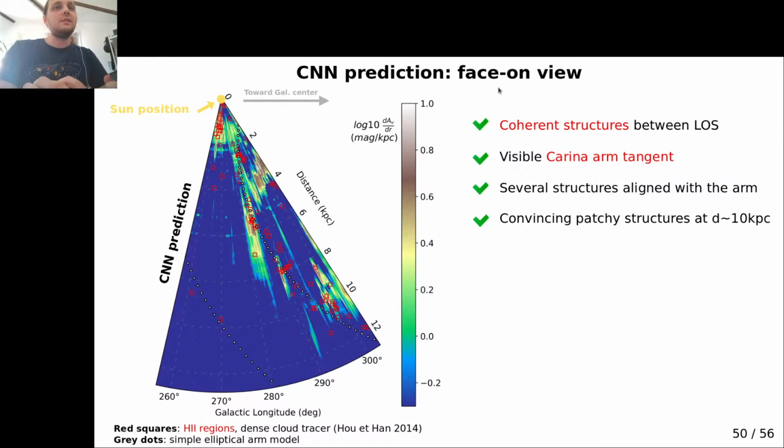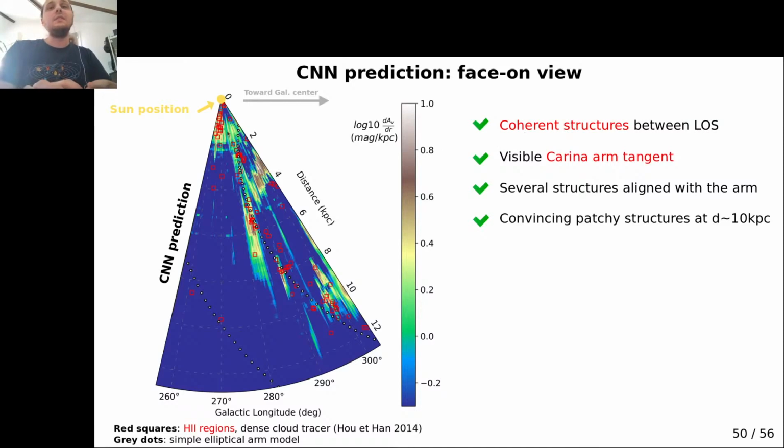The first one is that it predicts coherent structures between lines of sight, which is not forced at all in our approach because every line of sight is fully independent, and it is solely due to the network properly merging information between lines of sight to reconstruct coherent structures between those lines of sight.